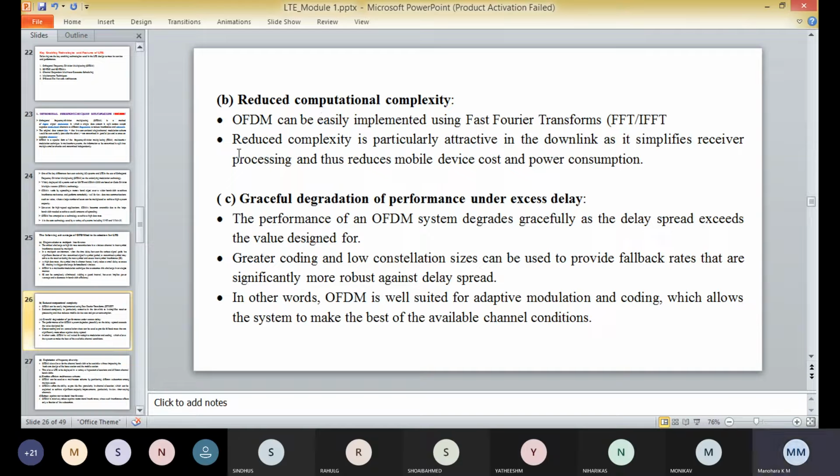And the third one is the graceful degradation of performance under excess delay. The performance of the OFDMA system degrades gracefully as the delay spread exceeds the value designed for.